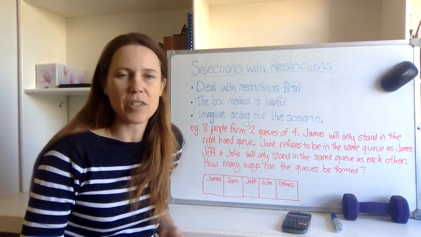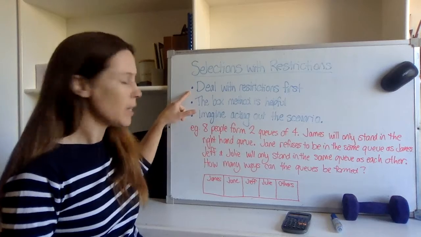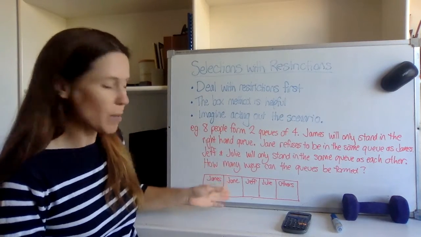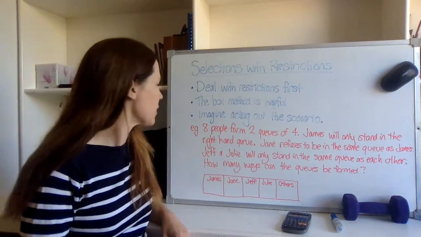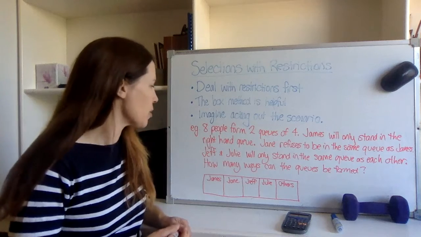When you're making selections that have restrictions in them, the thing to do is just deal with the restrictions first. Now, the box method that we've already seen is quite helpful because it helps you to just think about each restriction one at a time. And I always say imagine acting out the scenario because I think that really helps as well.